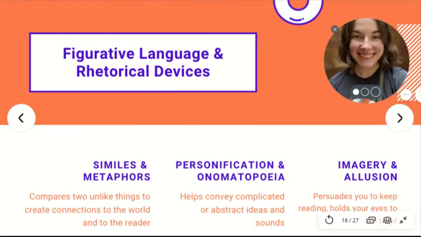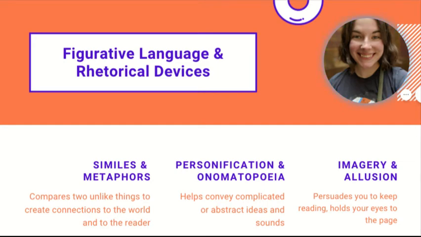Figurative language and rhetorical devices. I'm sure you have learned about figurative language in your English classes before, and poetry absolutely uses figurative language. I mean, just a lot. Examples of figurative language in poetry are especially going to be similes and metaphors, right? Similes and metaphors are when you compare two unlike things to create connections to the world and to the reader.